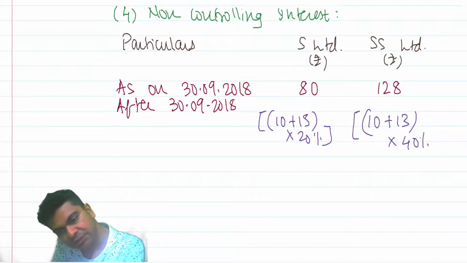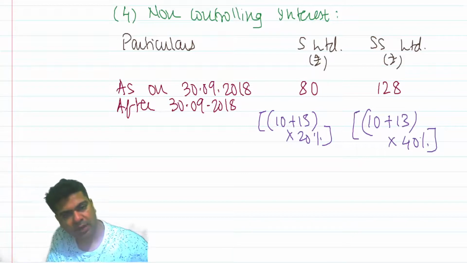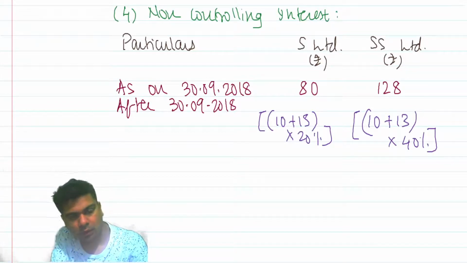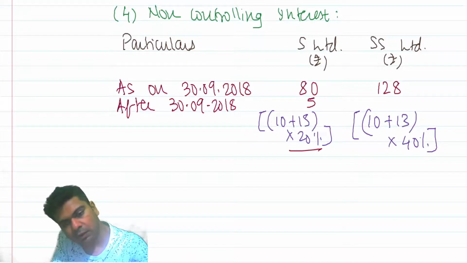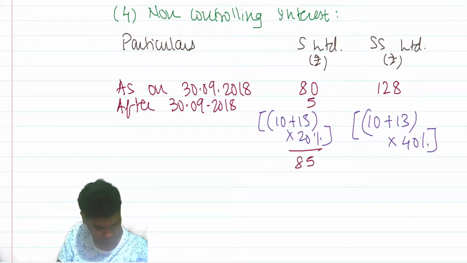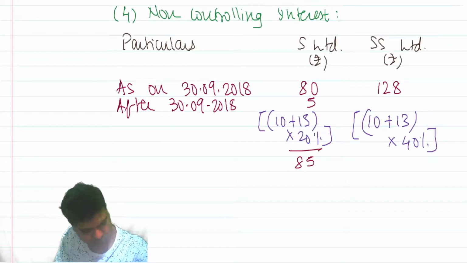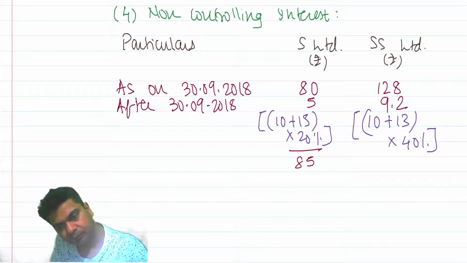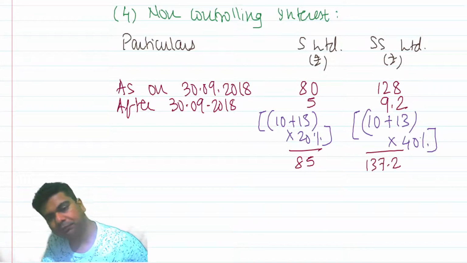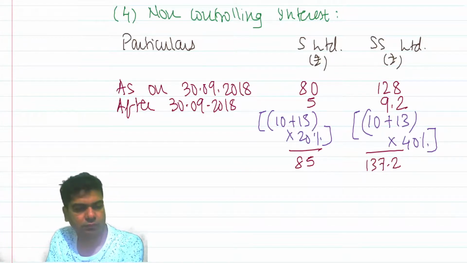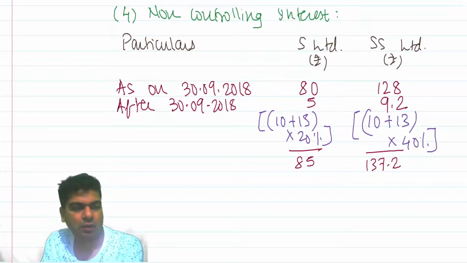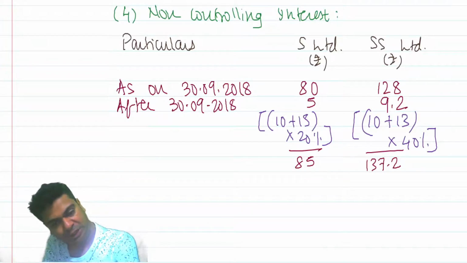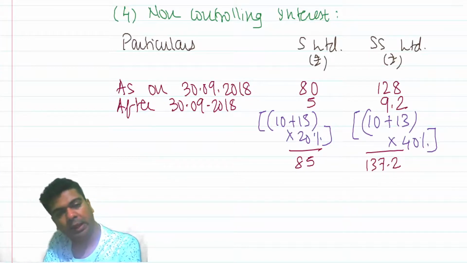Okay, the non-controlling interest is 40%. Fine. So let me calculate it. It's 5 over here, 85, $9.2. I get 137.2. However, it's still not the end of the working, but these are the figures that we are getting on the acquisition date, and after the acquisition date, what is the share that is belonging to the non-controlling interest.